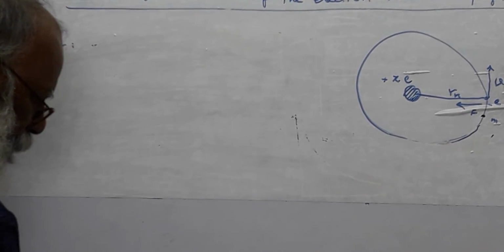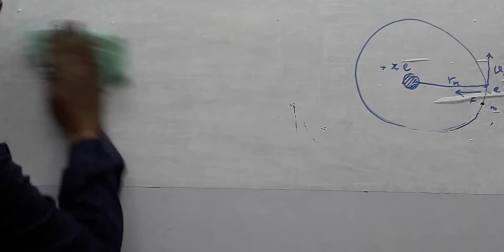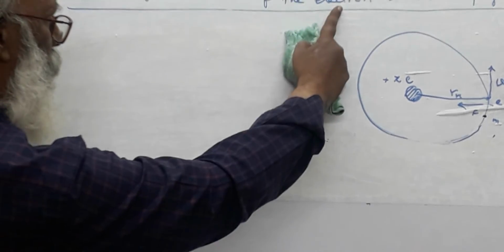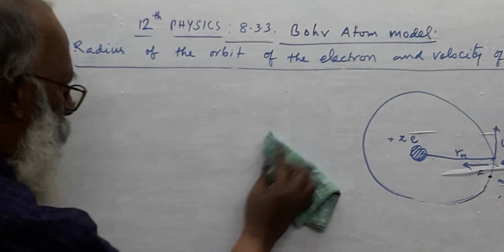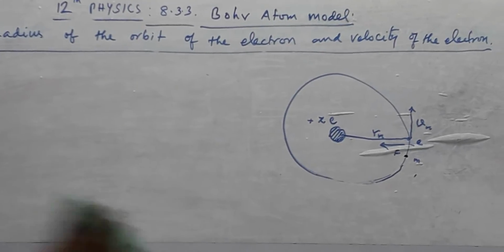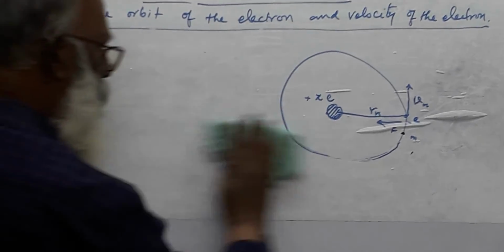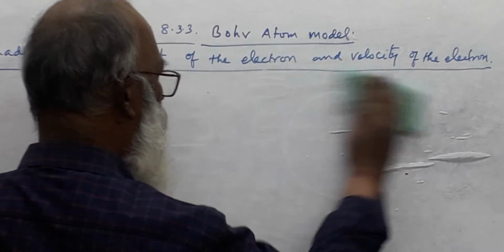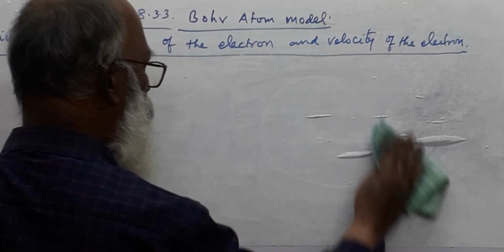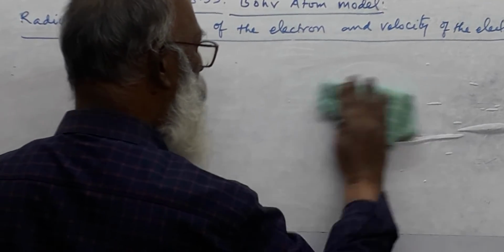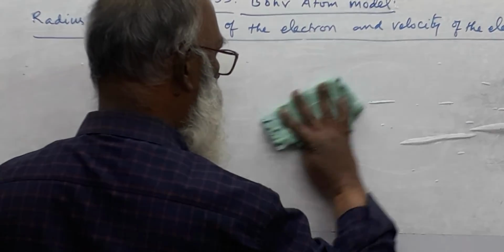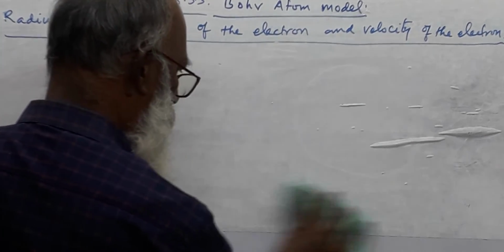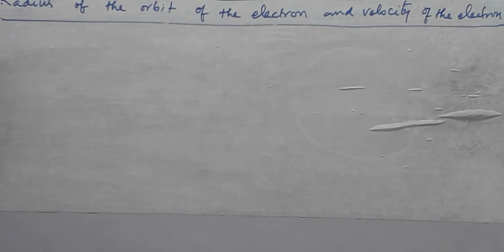I have given separately the radius of an electron and the velocity of the electron clearly. Then next we are going to derive an expression for the energy of an electron while rotating in the orbit. That's an important concept that we are going to see in the next classes.